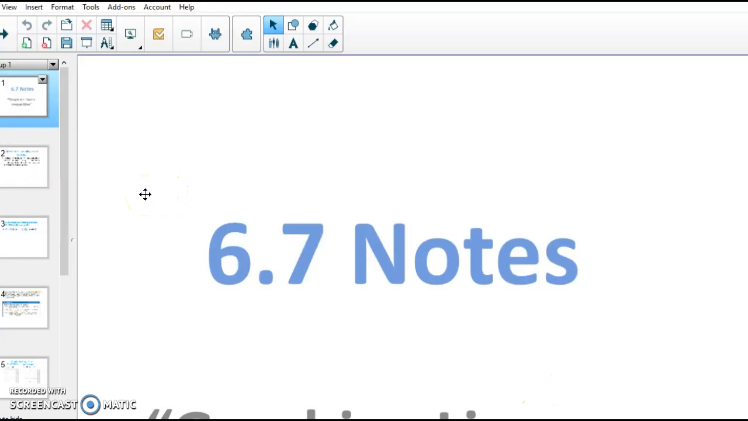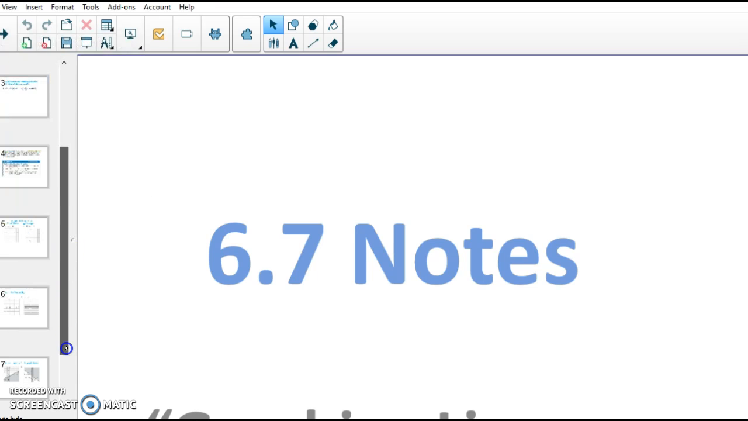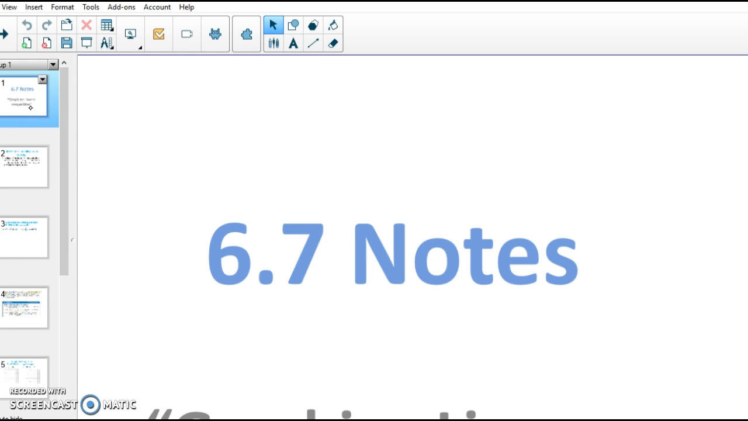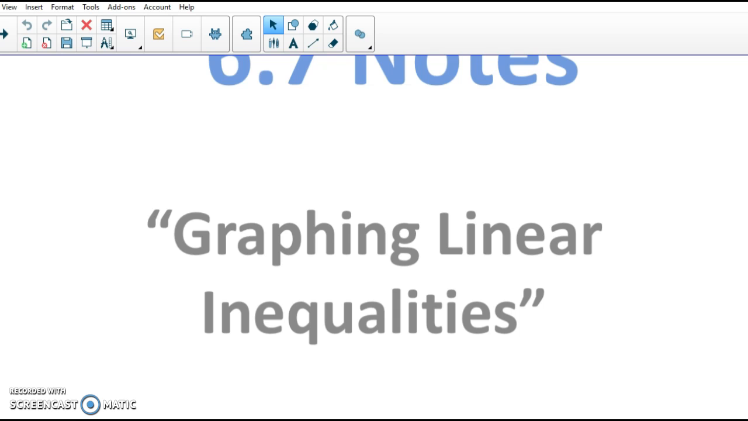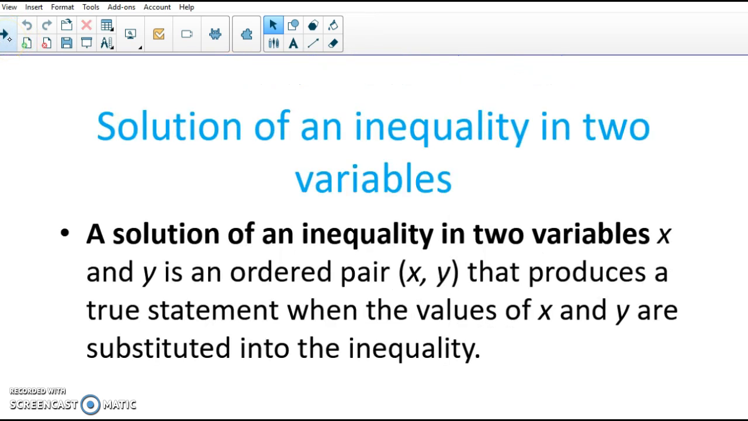All right, Algebra, we are checking out 6.7 notes today. So we are kind of jumping ahead, and then we're going to come back and revisit 6.4 and check out 6.5 and 6.6. But we are going to go ahead and introduce this concept so you have a little more time to practice it, and you can kind of see the end game. So we are graphing linear inequalities today.